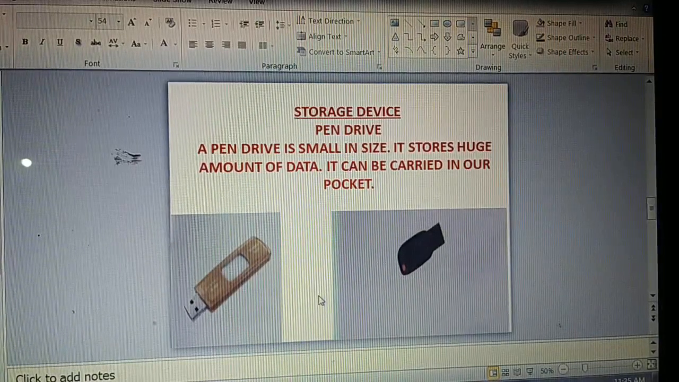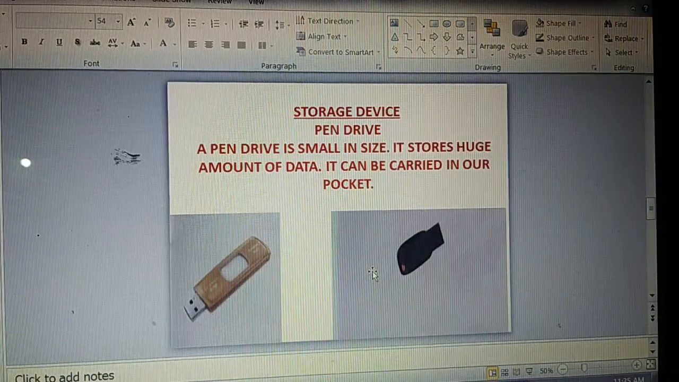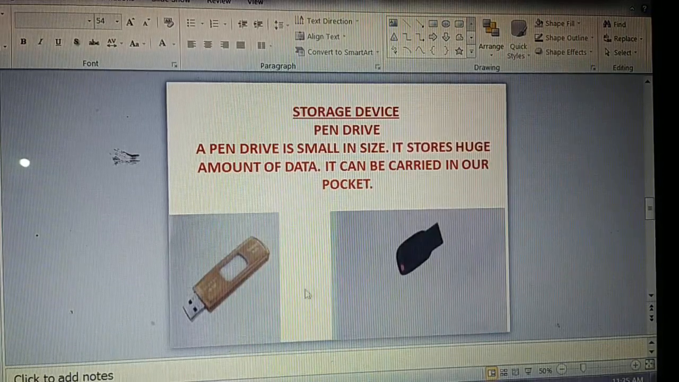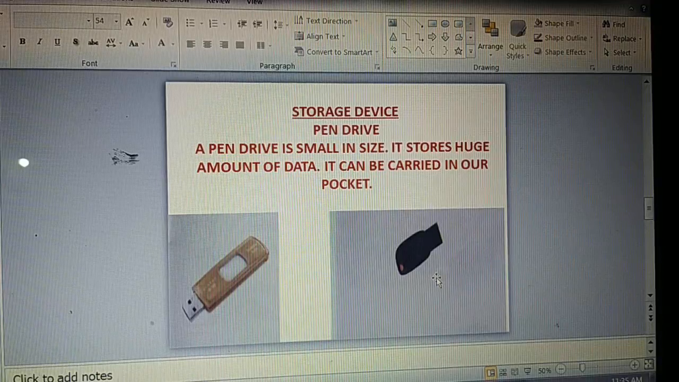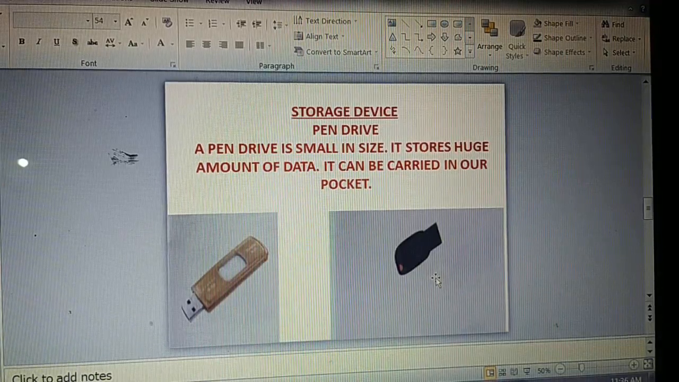These are very small in size, but they can store a huge amount of data. A good amount of data can be stored in these two pen drives. And it is so small that we can carry them in our pocket. Understood? So these are pen drives.